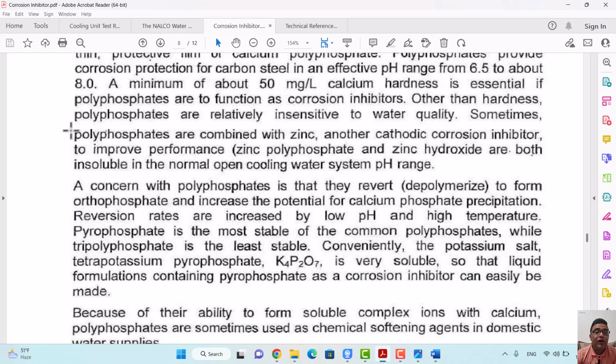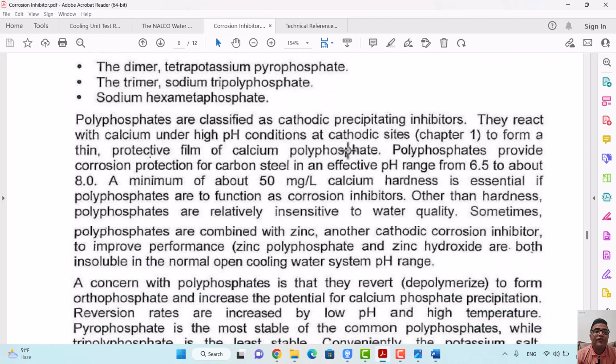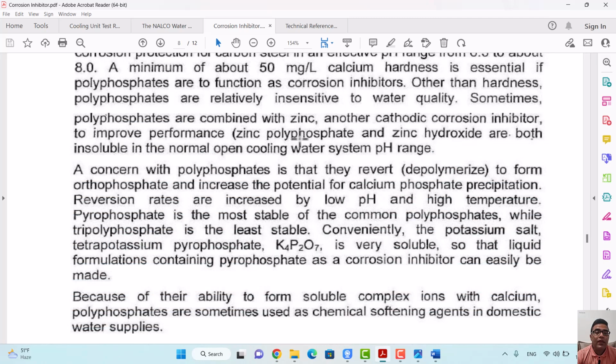Sometimes polyphosphates are combined with zinc in some corrosion inhibitor formulas in order to improve their performance. But in a typical corrosion inhibitor formula, we do not use zinc and polyphosphates together because they are from the same group. And we talked about a problem with polyphosphate, that it reverts to form orthophosphate and increases the potential for calcium phosphate precipitation, and it is a function of pH and temperature.